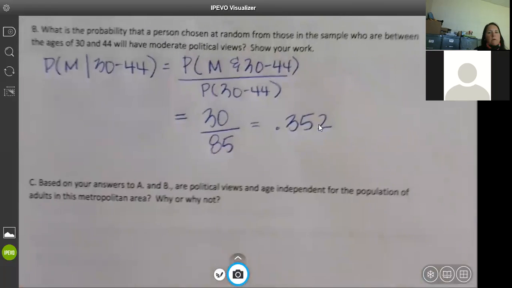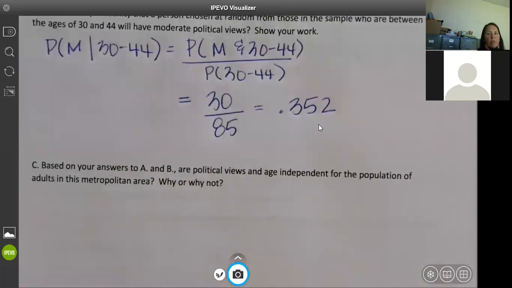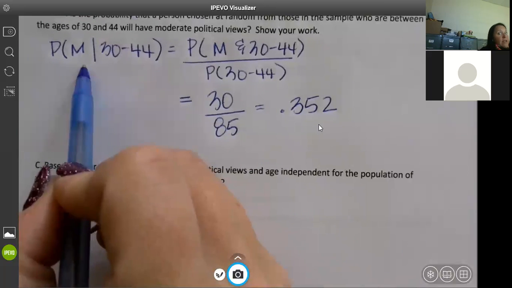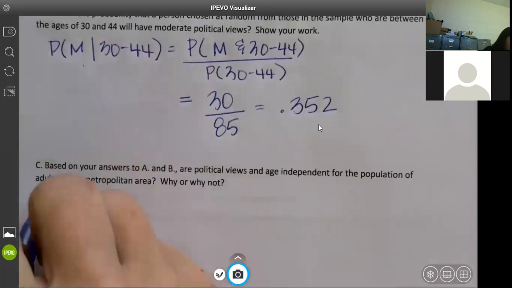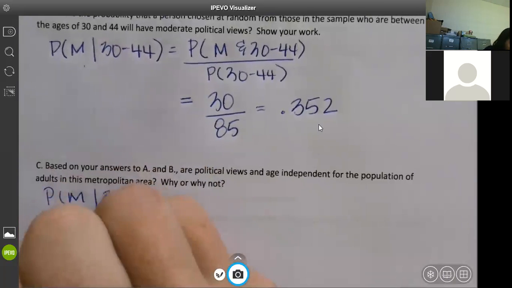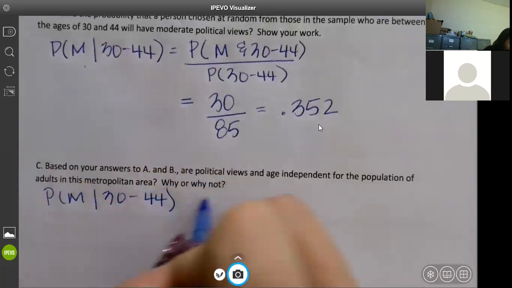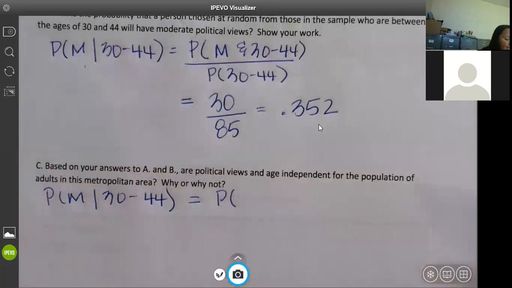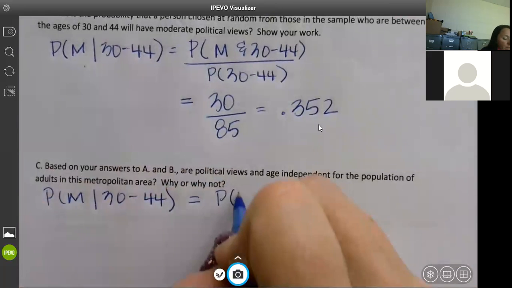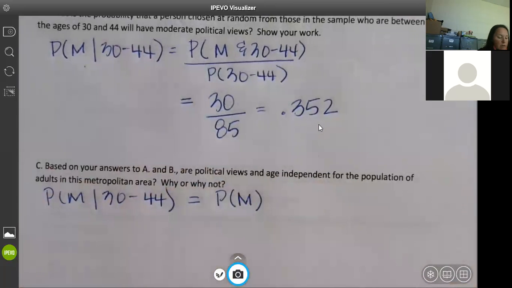It's pretty simple. Based on your answers to A and B, are political views and age independent for the population of adults in the metropolitan area? Why or why not? So I'm going to use this one because I already know the given. Does everybody understand that? So I'm going to go ahead and use this one. What am I going to compare it to? Which one do I use? Moderate. It's always the first one. That's what I was talking about. We already know both of these.